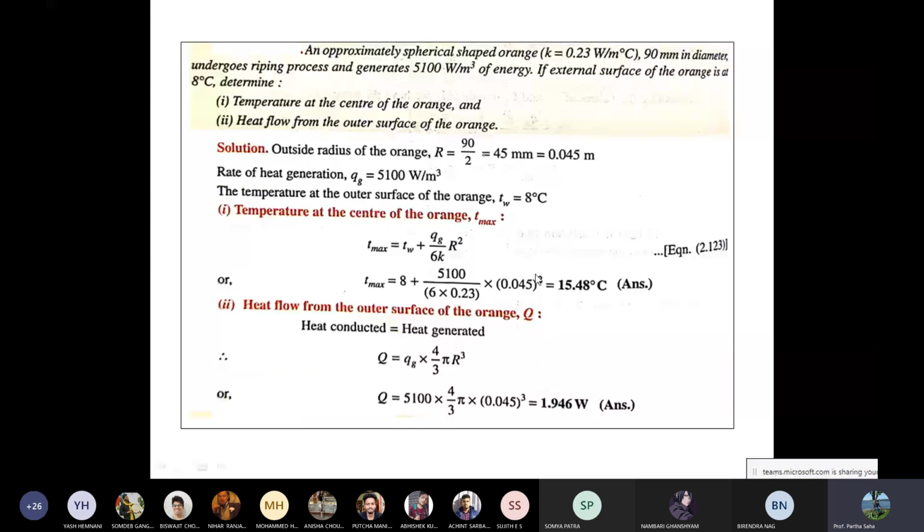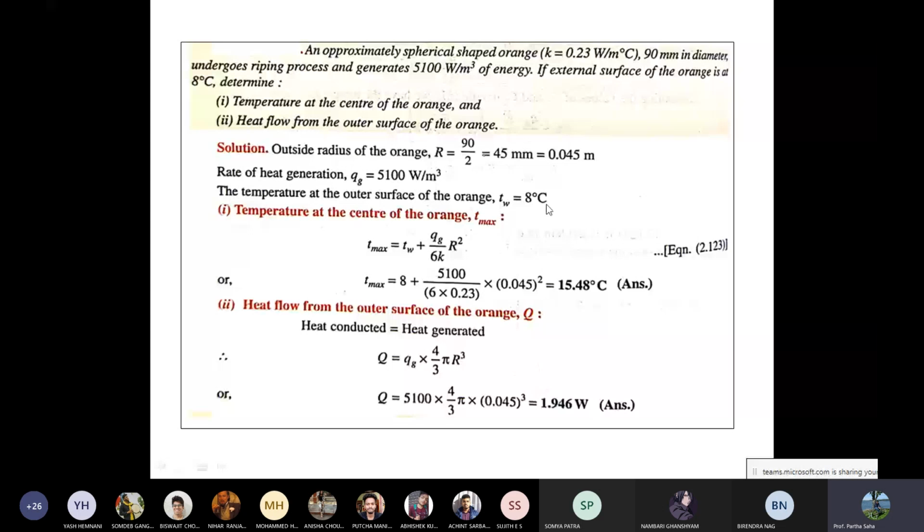Let us look into a numerical. An approximately spherical orange, thermal conductivity given 0.23 watt per meter C, 90 mm in diameter, undergoes a ripening process and generates 5100 watt per meter cubed of energy. The external surface of the orange is at 8 C. Determine the temperature at the center of the orange and the heat flow from the outer surface of the orange. The radius of the orange is given as 45 mm, the rate of heat generation is 5100 watt per meter cubed, and the wall temperature is given as 8 C.